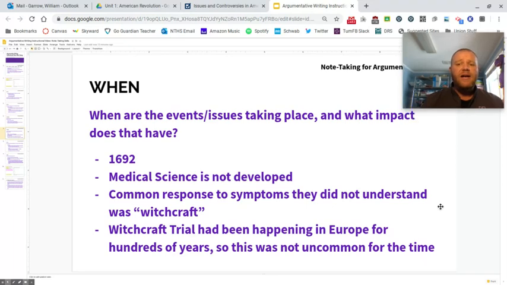And again, seems pretty self-explanatory, right? When did this happen? But we also need to make note of how that time could have had an impact on the issue. So in this instance, the when is the year 1692.